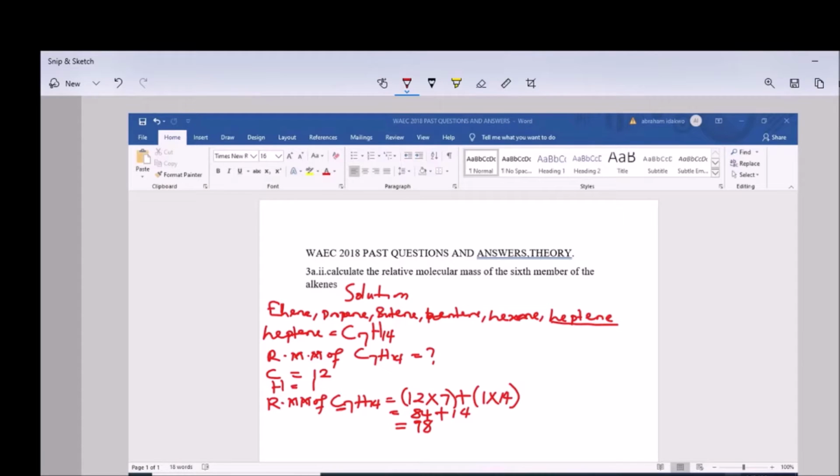So we have this to be the relative molecular mass of heptane, which is the sixth member of the alkanes family.